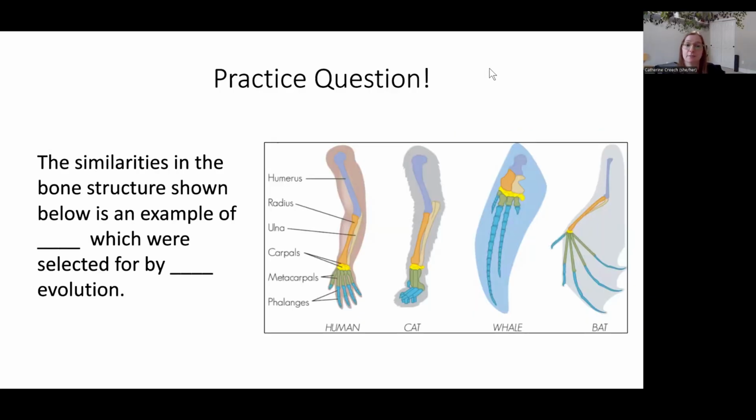The similarities in the bone structure shown below is an example of blank, which were selected for by blank evolution. These are homologous structures, so they are homologies, and they are selected for by divergent evolution. The structures are different because they were adapted to different habitats. Their evolutionary relatedness is similar, so they're homologous structures.